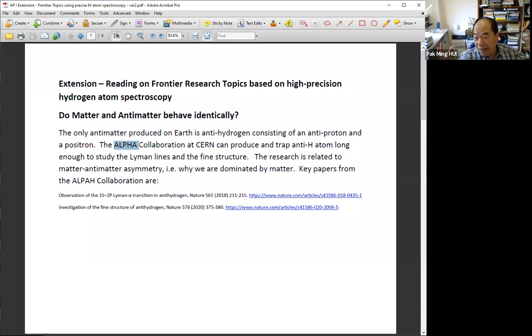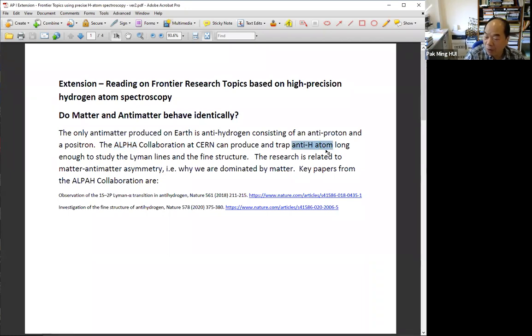It's not as big as the Atlas, looking for the Higgs particle, things like that. It is a smaller collaboration, okay? Not thousands, maybe a 100, smaller scale. But they are doing very fascinating physics. One of them is to produce anti-hydrogen.